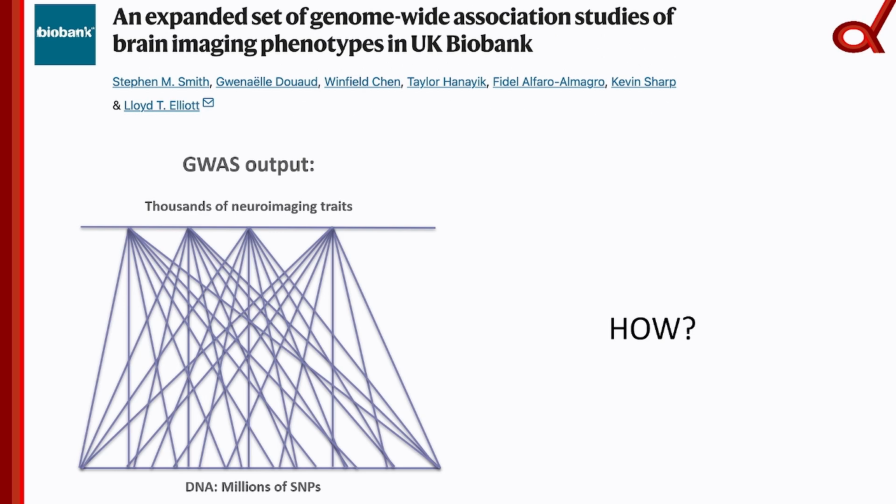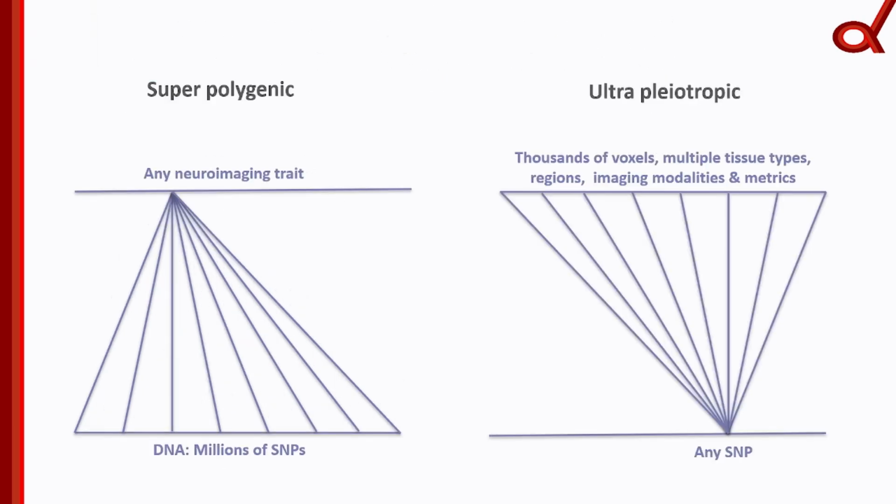The question that I want to answer now is how does the variation in the genome influence individual variation in the brain? And from this raw GWAS output, from this bunch of associations, we cannot directly infer that. The reasons for this are that the neuroimaging traits are super polygenic and ultra pleiotropic.